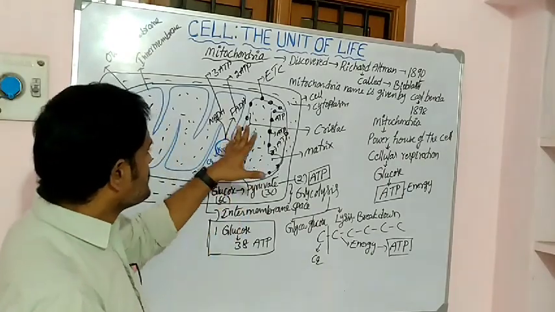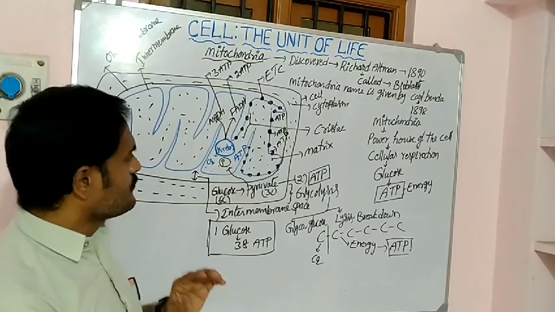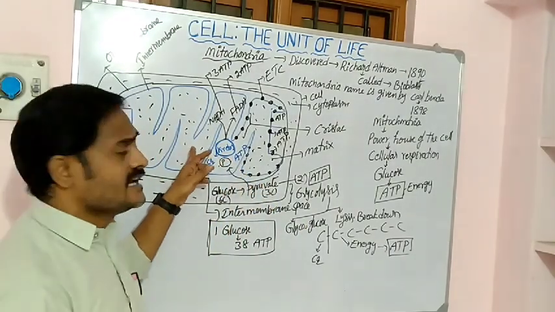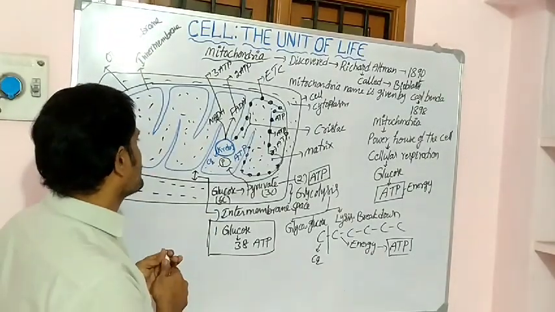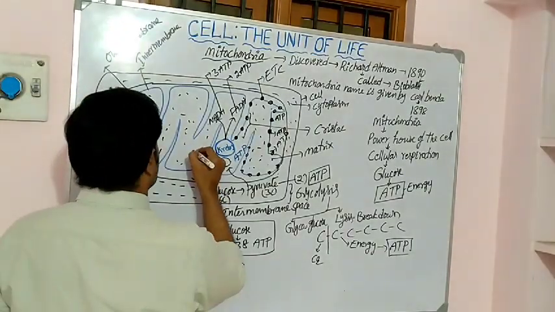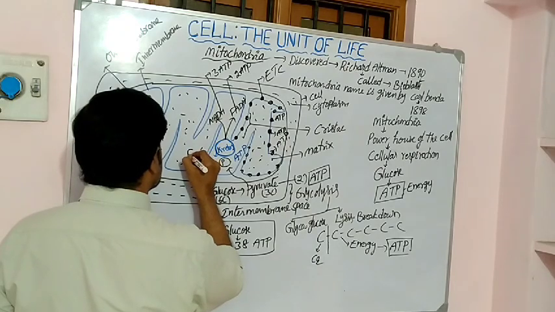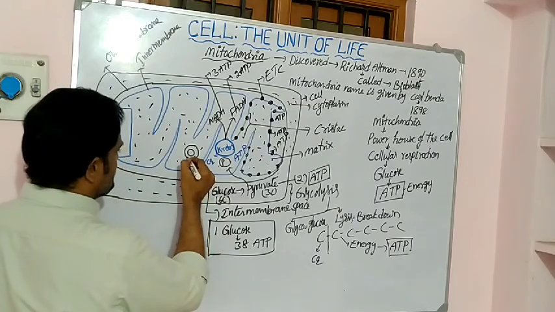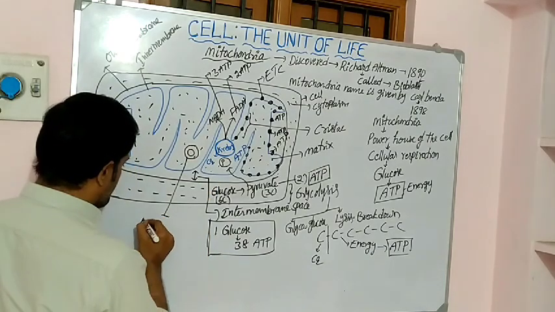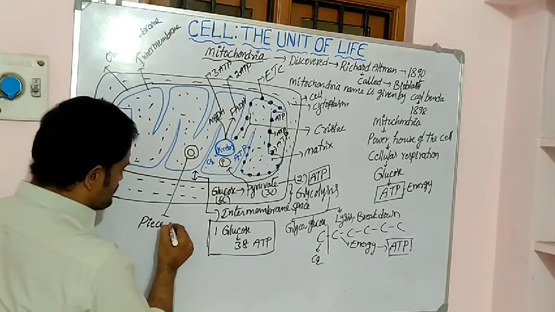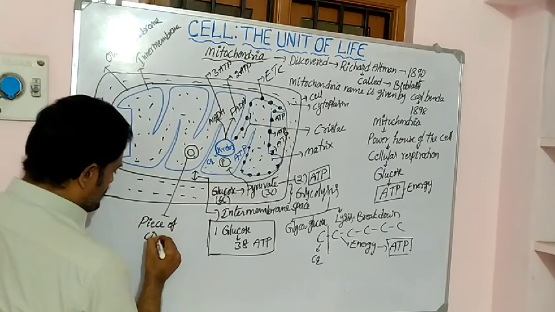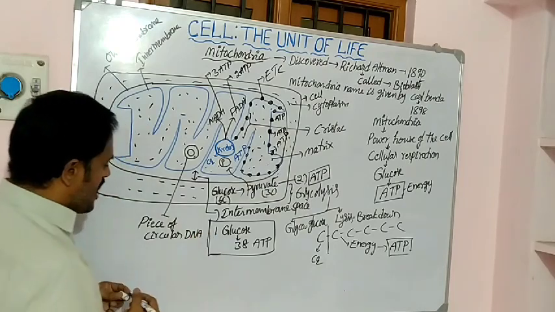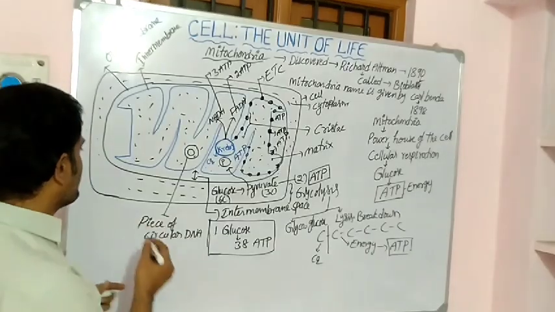See, one more function is also seen in this mitochondria. In the matrix, one important part is also present here, that is called a piece of circular DNA. Commonly, DNA is present in where?